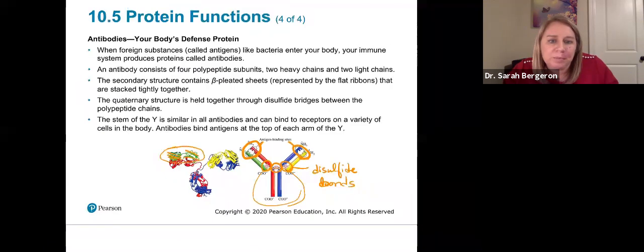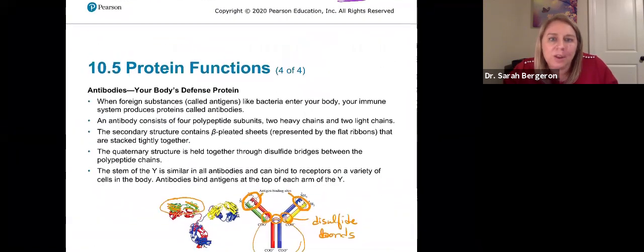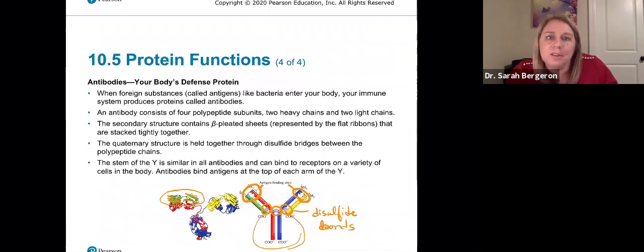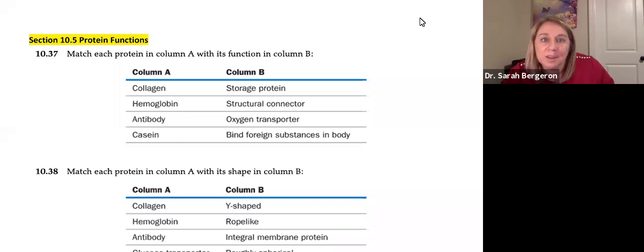Okay. I think that's it. Okay. So let's go do a couple of questions. Not too bad today. So we got a few questions that we're going to answer about protein functions. So we need to match each protein in column A with its function in column B. Should be pretty easy. You should pause it and try it on your own.